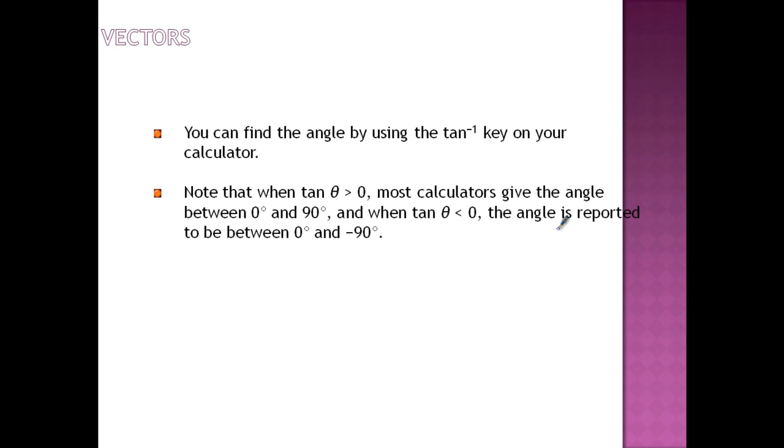So note that when tangent of theta is greater than 0, most calculators give an angle between 0 and 90 degrees. And when tangent of theta is less than 0, the angle is reported to be between 0 and negative 90 degrees. So again, this negative just means a direction. So if we have our axes and it gives us a negative angle, that means we go this way.